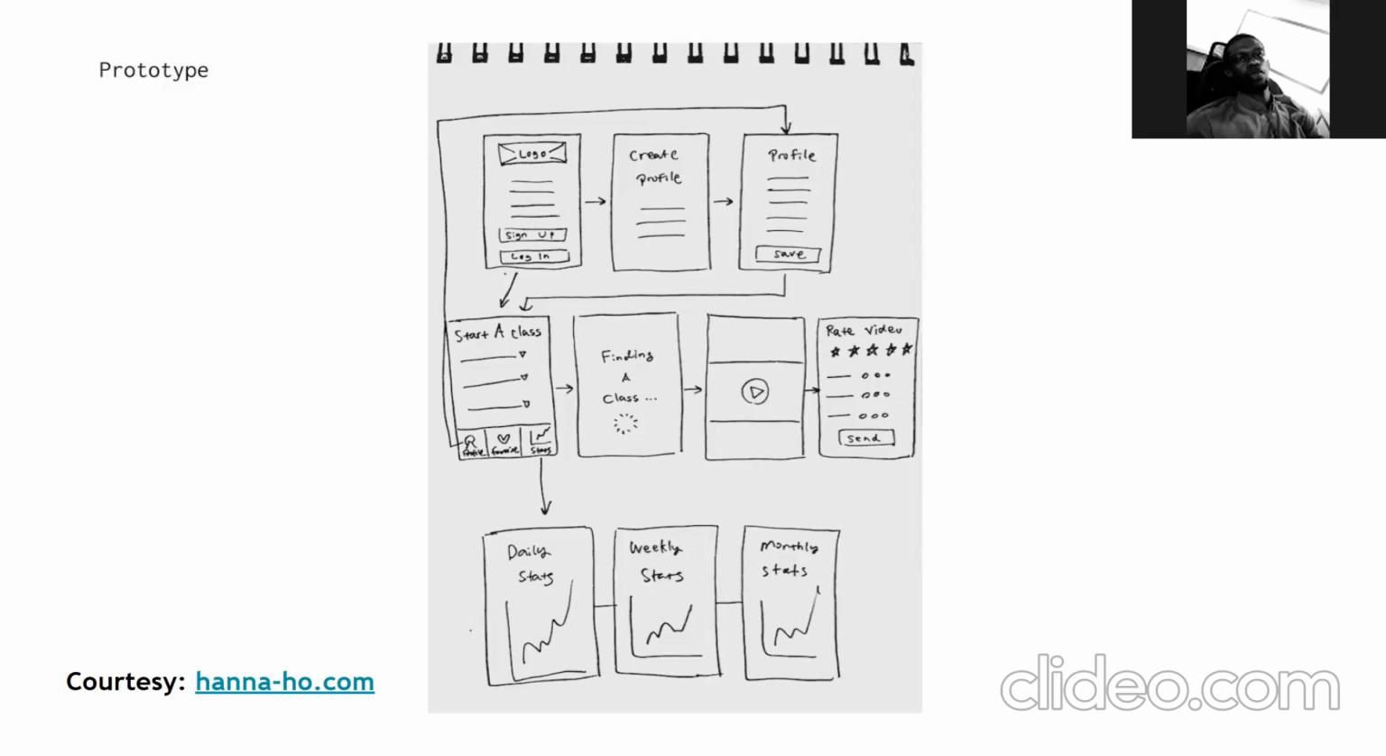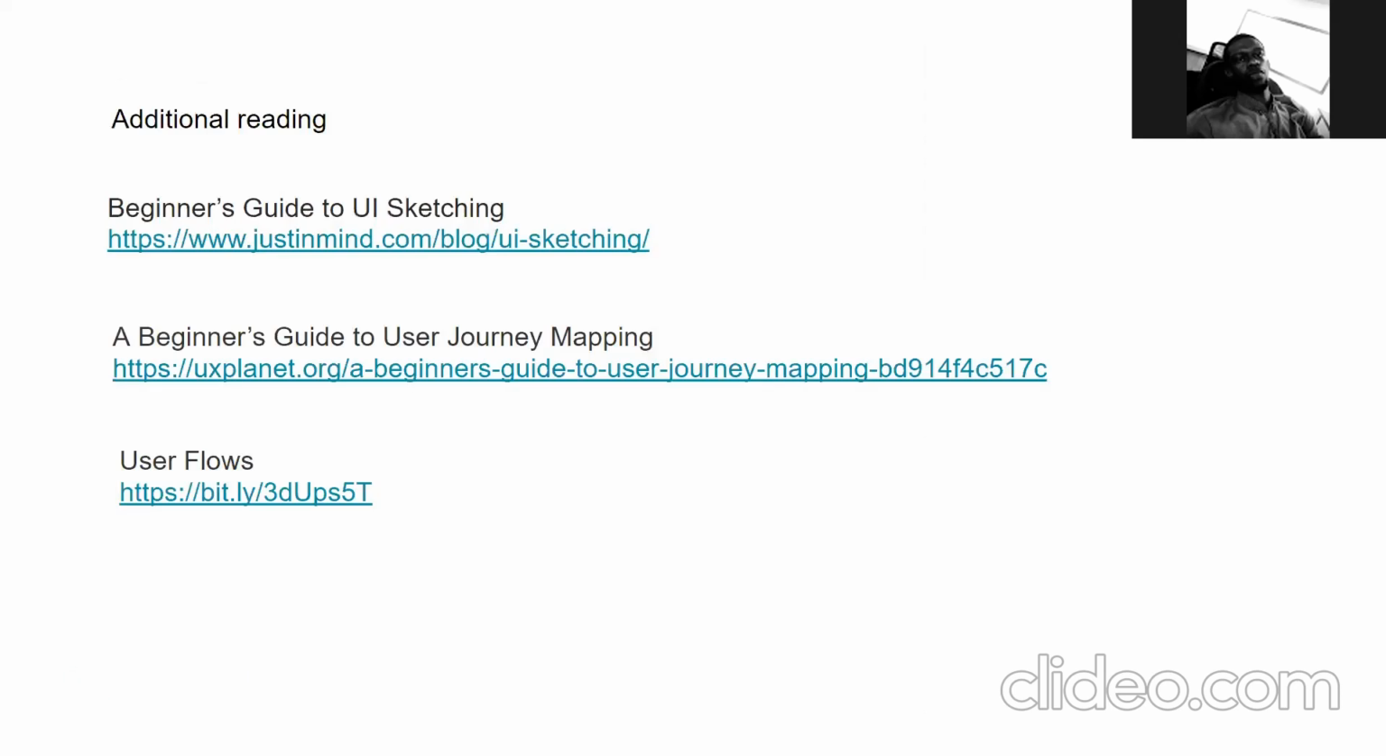a profile, they can search for a donation organization that they would personally like to donate to, or just get a random one. It all depends on the ideas that you come up with and how you represent them in your sketches. So additional reading: Beginner's Guide to UI Sketching, that's a very good one that I found, and the Beginner's Guide to User Journey Mapping as well. Most of these additional readings are very self-explanatory.